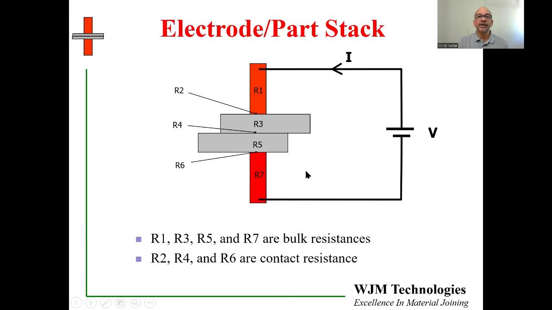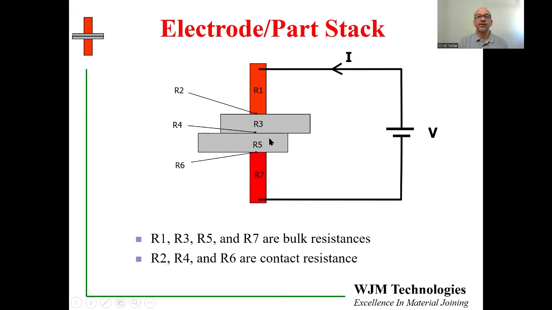There are also 3 contact resistances. That is the resistance to current flow as the current jumps from one part to the other. In this particular case, going from electrode to the top component or top part, we have the contact resistance R2. Then between the 2 parts we are trying to weld is R4. And as the current jumps from the bottom part to the bottom electrode, we have the resistance R6.